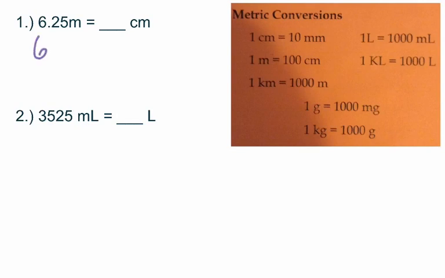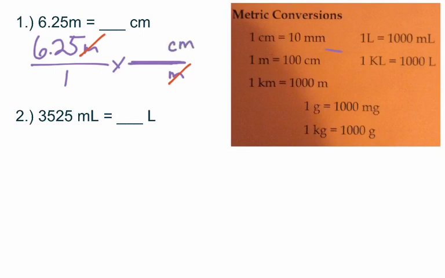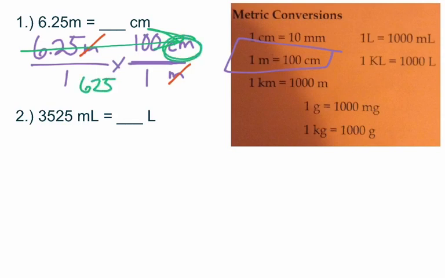So I would take my 6 and 25 hundredths meters, and I'm going to put it over 1. I want to multiply that by my conversion. Okay, for this conversion, I'm going to put meters on the bottom so that I can cancel out the meters. I would have centimeters on top, and I find that conversion right here. I know that 1 meter, 1 going on the bottom, is equal to 100 centimeters, centimeters being on top. So when I go to multiply this out, 6 and 25 hundredths times 100 equals 625, and my only label left over is centimeters. So 625 centimeters for problem number 1.